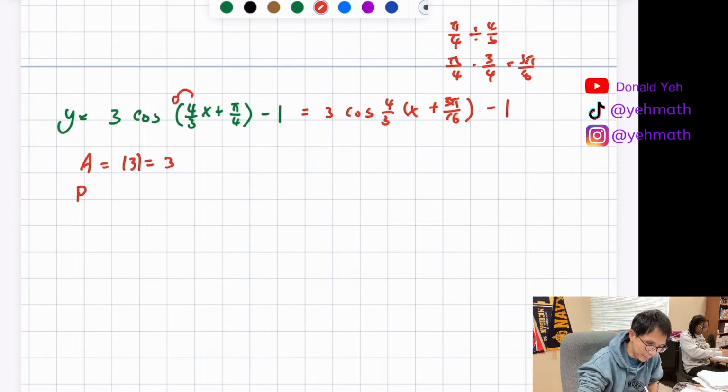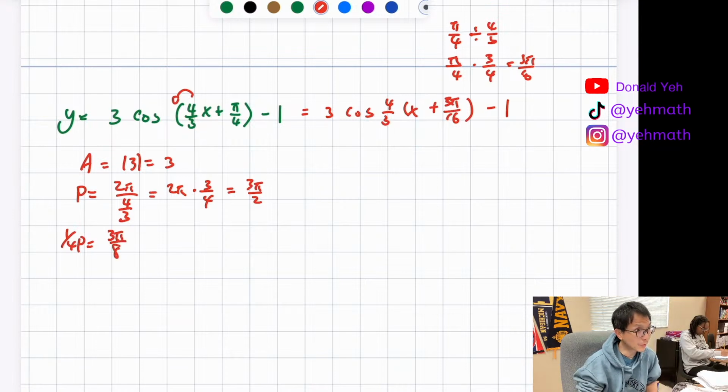So what is my period? Period is going to be 2 pi divided by 4 over 3. So 2 pi times 3 over 4. So that's equal to what? 3 pi over 2. Thank you. So quarter period is going to be 3 pi over 8, because divided by 4. So it's going to be 3 pi over 8. Any questions here?